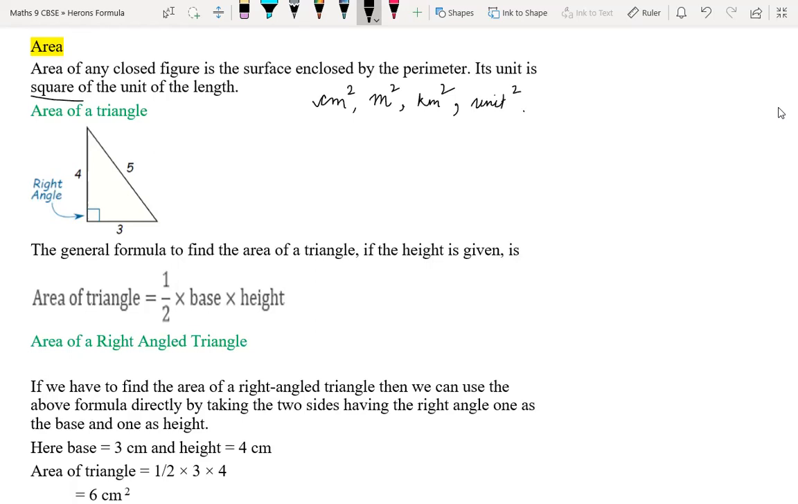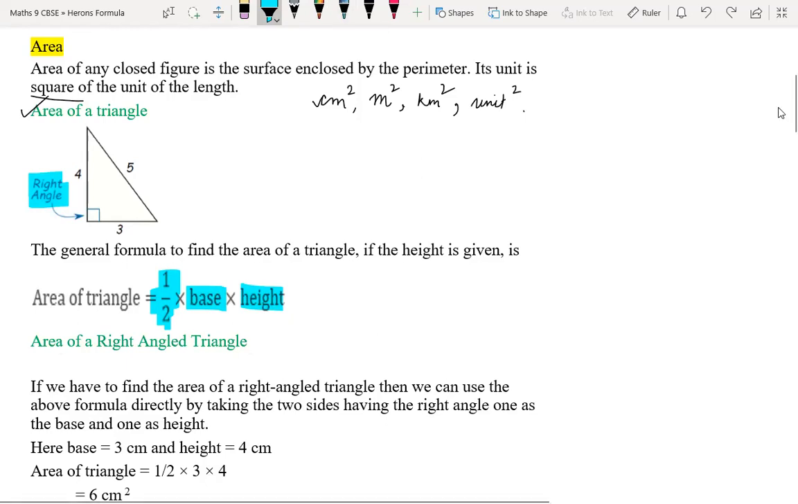First of all, we will discuss the area of a triangle, that is, a right angle triangle. Children, all of you know that the area of a right angle triangle is half base into height. This formula is applicable only for a right angle triangle.